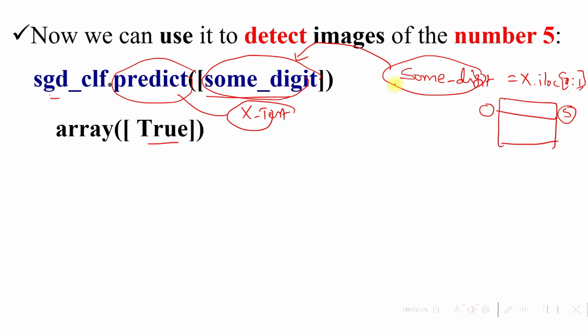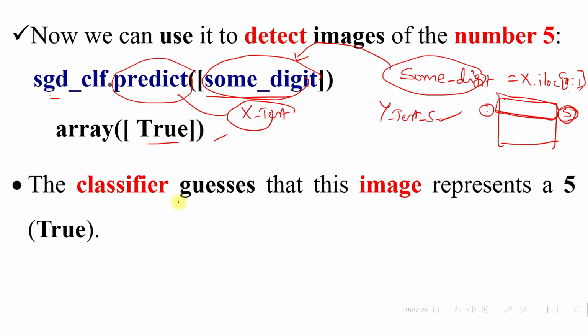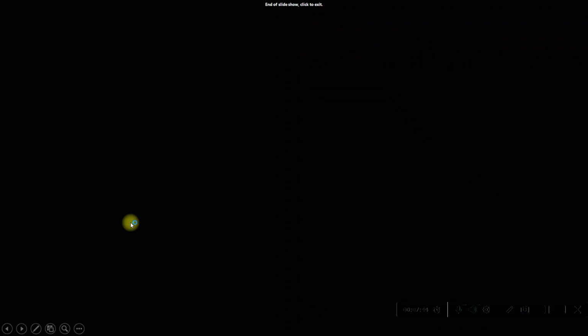Here we give the features of the 0th index, and that is mapped to the corresponding class label, that is y_test[0], which is 5. So both are equivalent to 5, and that's why we get the output True. The classifier guesses that this image represents a 5, that means it's True.